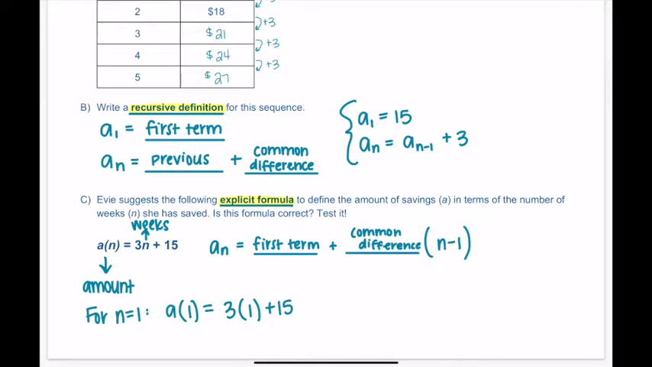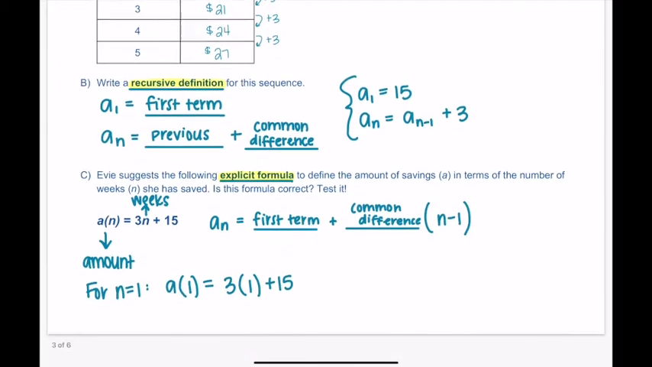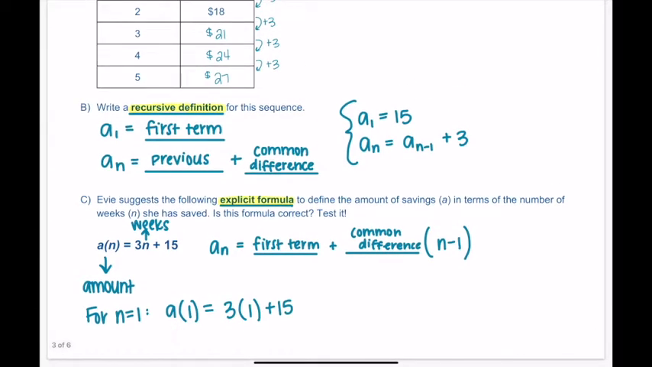So is it true that a sub 1, or the amount she had after 1 week, which was 15, is equal to 3 plus 15, which is 18? No. So this is not the correct definition.